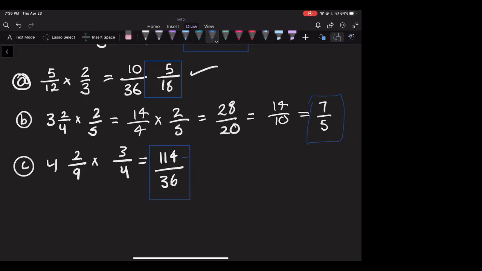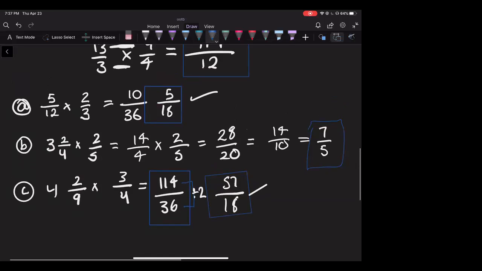So, are both of these even numbers? Yeah. So we can divide them by 2, right? So 114 divided by 2 is 57, and 36 divided by 2 is 18. And then that's what we can leave it at. That's our simplified answer. So you get how to do multiplication.